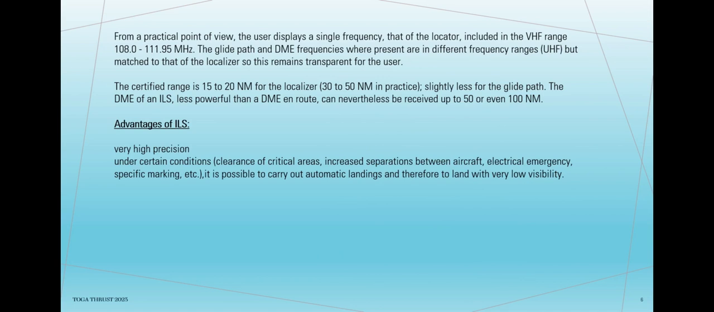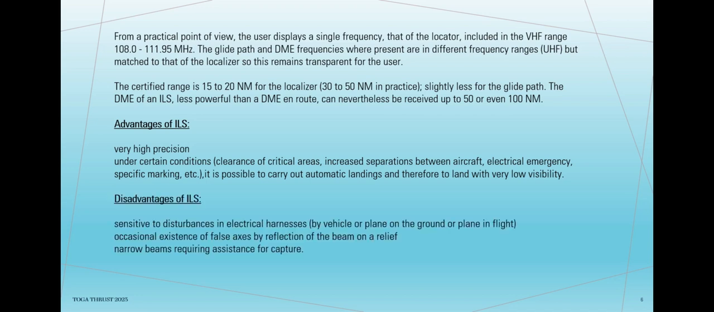Very high precision. Under certain conditions, clearance of critical areas, increased separations between aircraft, electrical emergency, specific marking, etc., it is possible to carry out automatic landings and therefore to land with very low visibility. Disadvantages of ILS. Sensitive to disturbances in electrical harnesses, by vehicle or plane on the ground or plane in flight. Occasional existence of false axes by reflection of the beam on a relief. Narrow beams requiring assistance for capture.